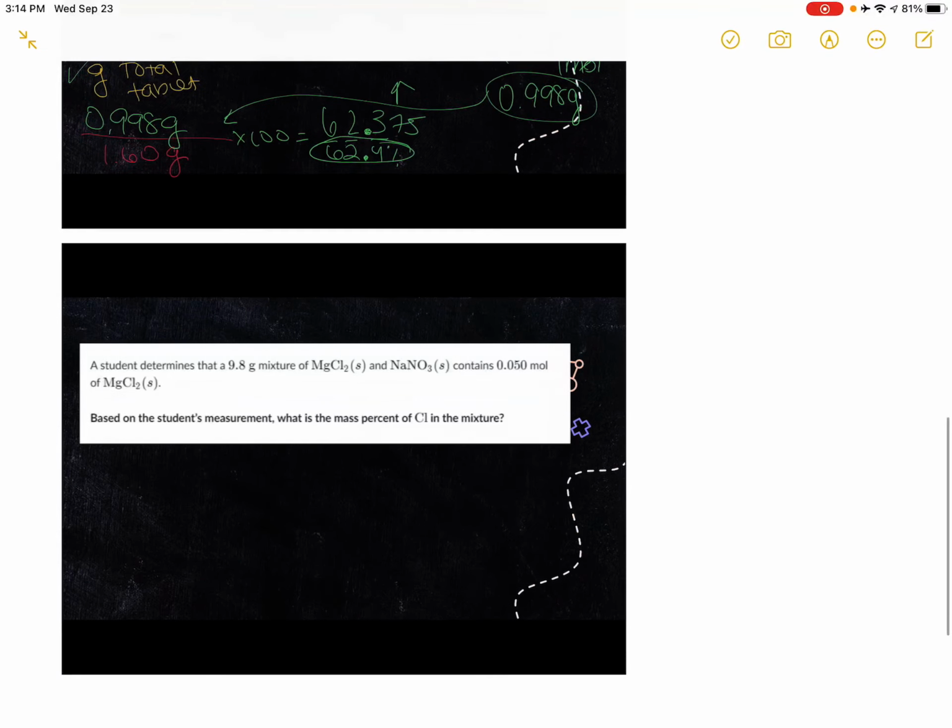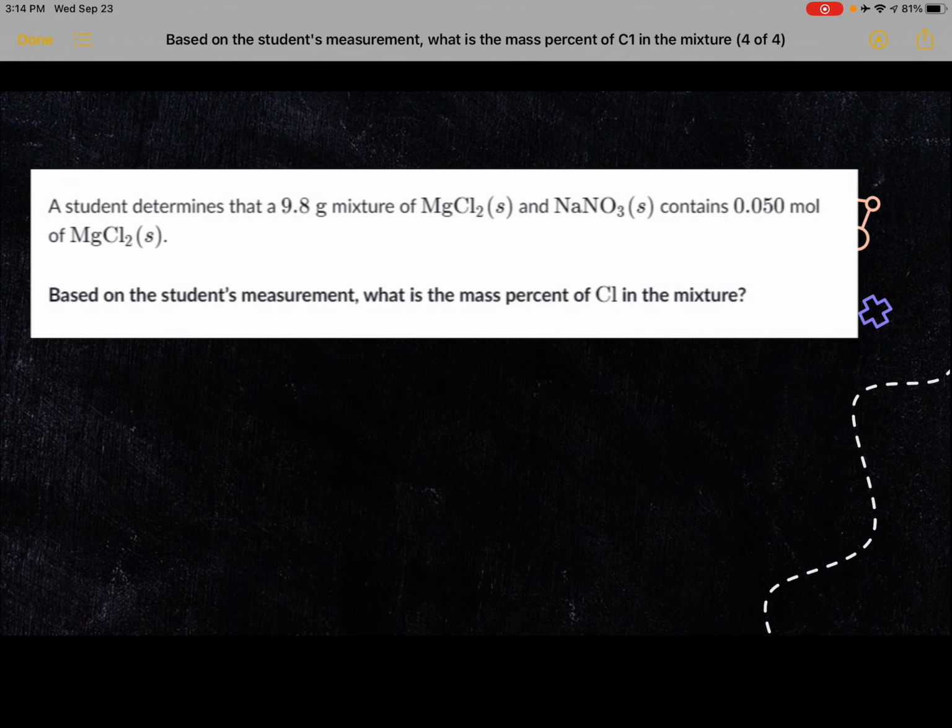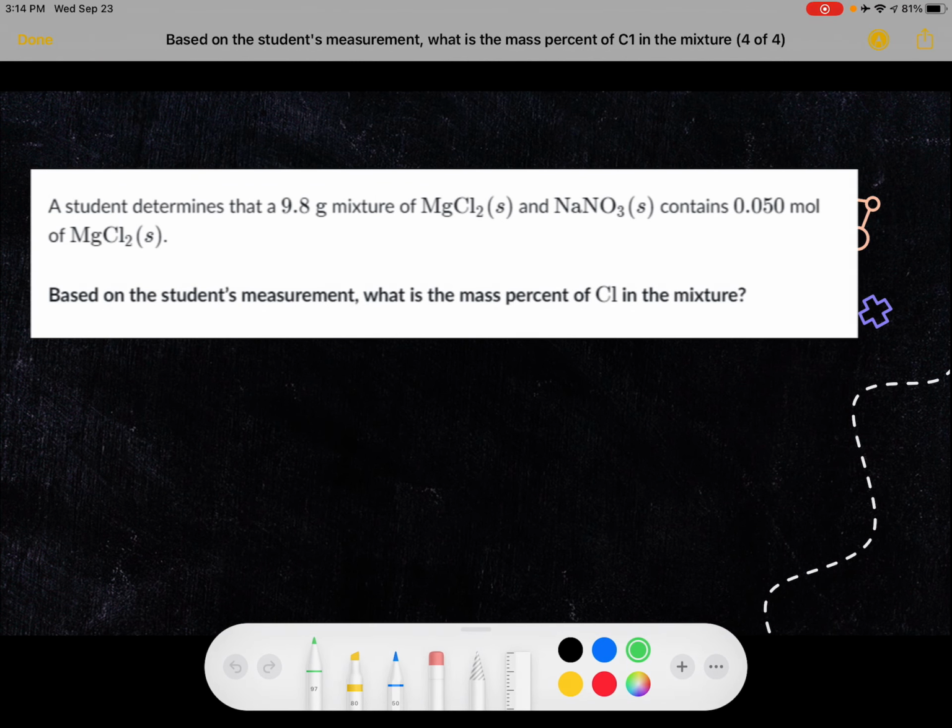Cool. For the last problem, this one's kind of tricky. This is like the different variation that we could have seen. This is definitely more advanced. A student determines that a 9.8 gram mixture of magnesium chloride and sodium nitrate contains 0.050 moles of magnesium chloride. What's the mass percent of chlorine in the mixture?